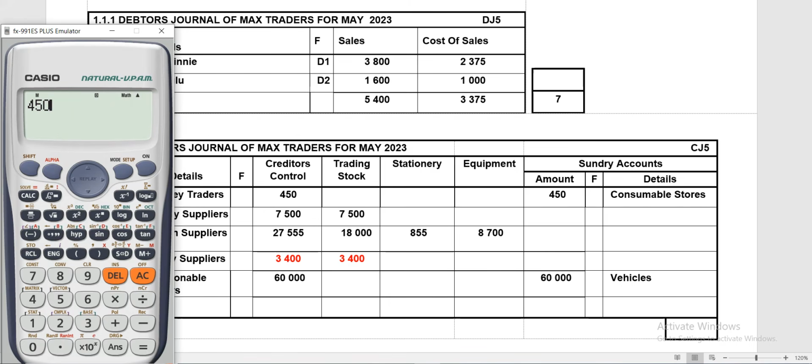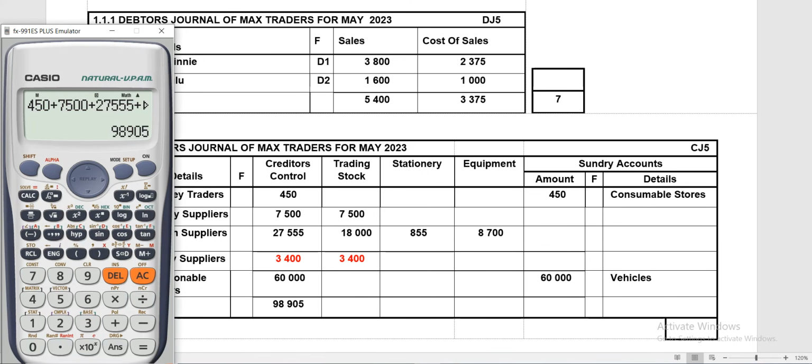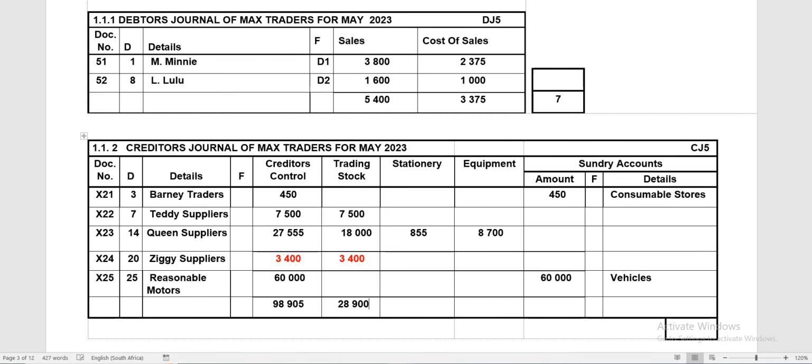So it's 450 plus 7,500 plus 27,555 plus 3.4, and then also plus 60,000, and all of this is giving us 98,905. So the total will be 98,905. And then the total for trading stock will be 7,500 plus 18,000, and then also plus 3.4, and then the amount that we are getting is 28,900. And then for stationery, we would have that 855.